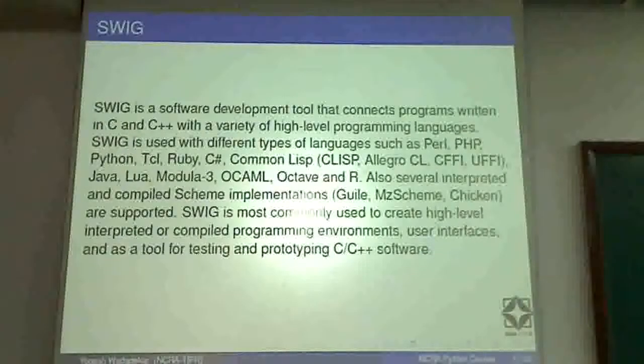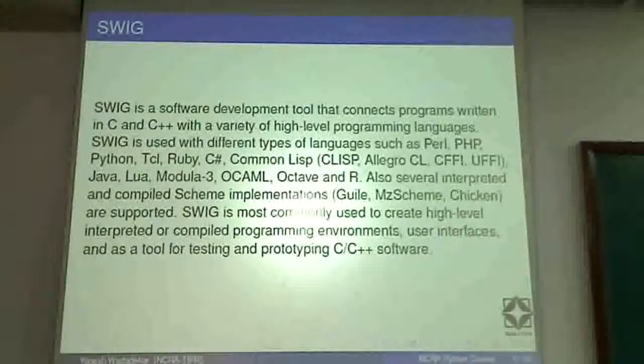The second option, now I'm going to first discuss how you're going to extend C, or C++, and then I will come to how we are going to extend Fortran. So first let's take C, and with C the most commonly used method for extending Python is via a software development tool known as SWIG. And the purpose of SWIG is to connect programs written in C or C++ with many other languages, and Python is just one of them.